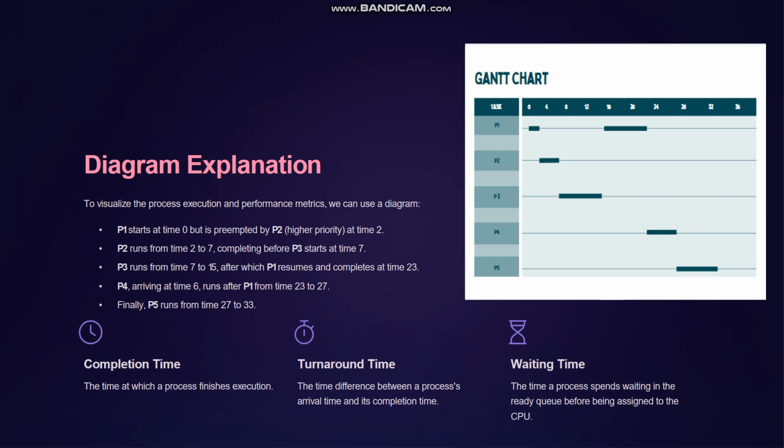Completion time: the time at which a process finishes execution. Turnaround time: the time difference between a process's arrival time and its completion time. Waiting time: the time a process spends waiting in the ready queue before being assigned to the CPU.